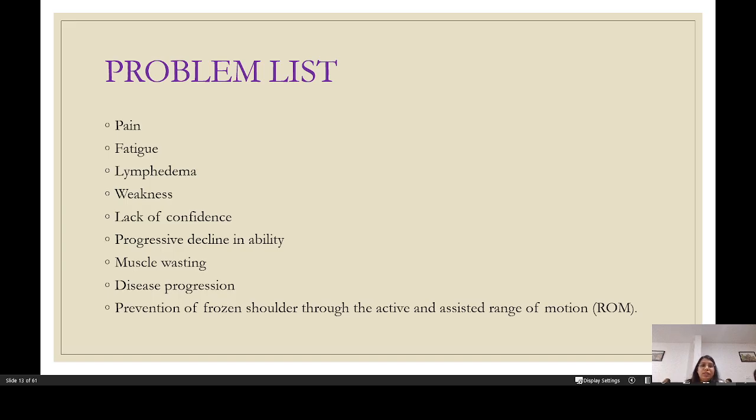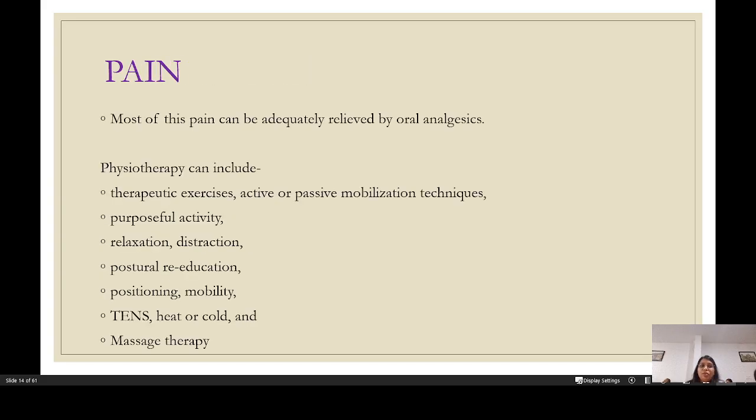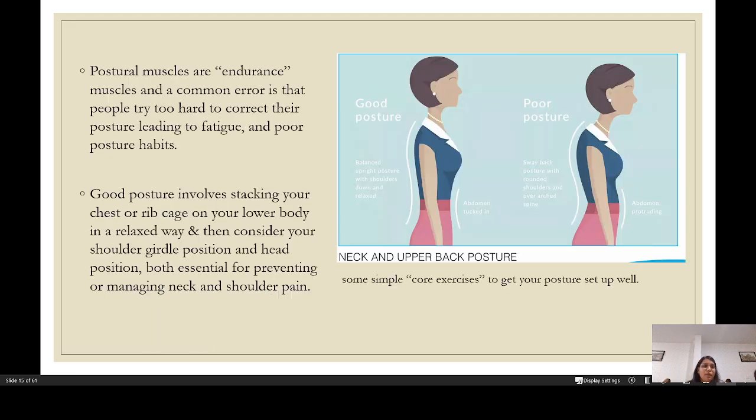Problems listed during the cancer treatment: pain, fatigue, lymphedema, weakness, lack of confidence, progressive decline in the ability, muscle wasting, disease progression, prevention of the frozen shoulder through the active and assisted range of motion. So first is pain: most of the pain can be adequately relieved by oral analgesic. Physiotherapy can include therapeutic exercise, active or passive mobilization technique, purposeful activity, relaxation, distraction, postural re-education, positioning and mobility, TENS, heat or cold therapy, or massage therapy.